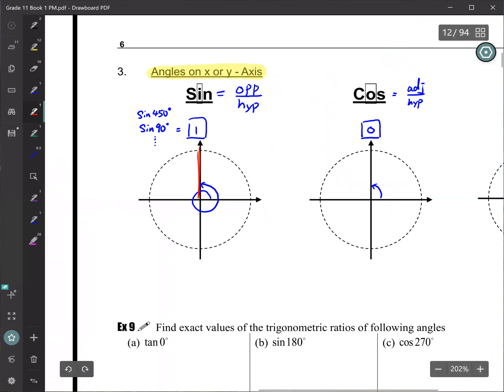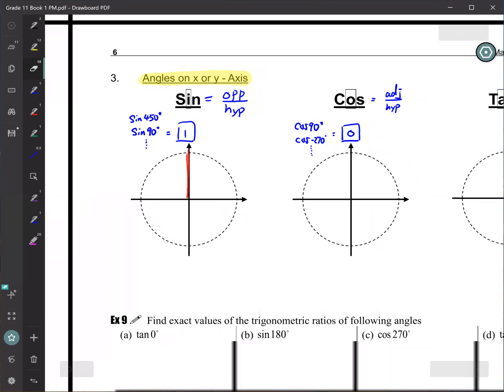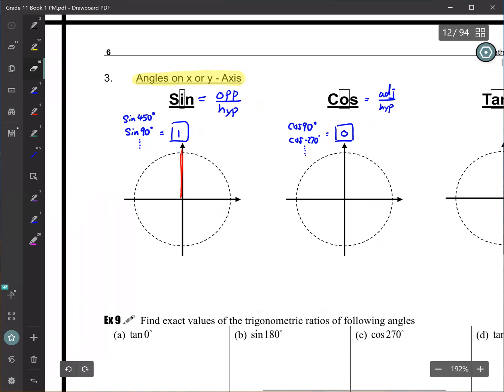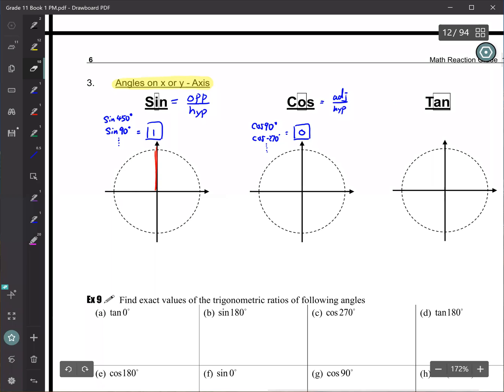Similarly for the 0, cosine of 90 will be 0. If we turn negative, turn this way, negative 270 will also be 0, and so on. You have an infinite number of coterminal angles. Any questions? Okay, the numbers I put inside the box are the ratios, because you don't see the triangle anymore. The triangle disappeared. That's why it's very special.